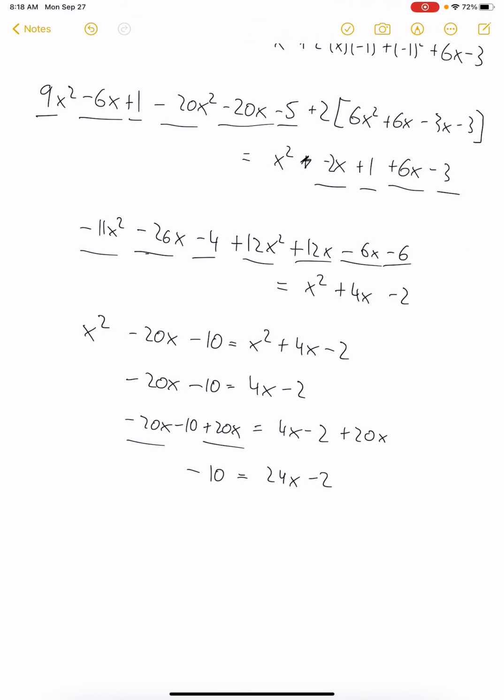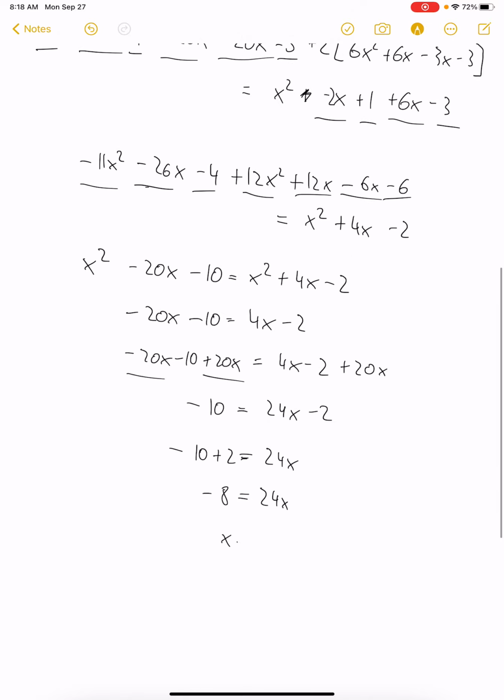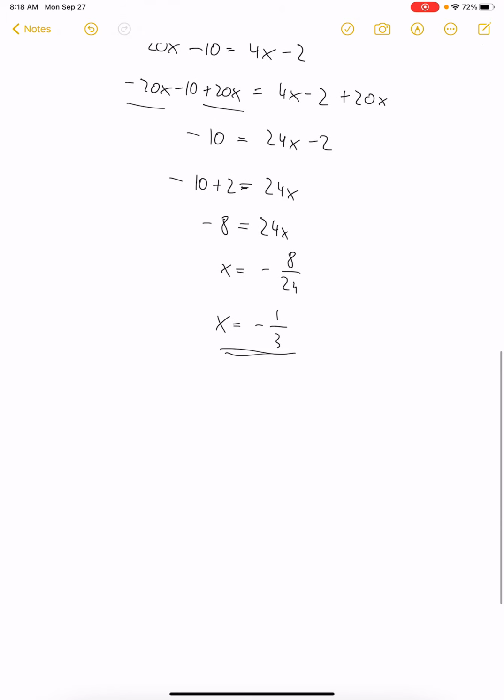So adding 2 to both sides of the equation, we get minus 10 plus 2 is equal to 24x. Minus 8 is equal to 24x, which means that x is equal to minus 8 over 24, or x is equal to minus 1/3. Okay, that was problem number 1. Problem number 2.